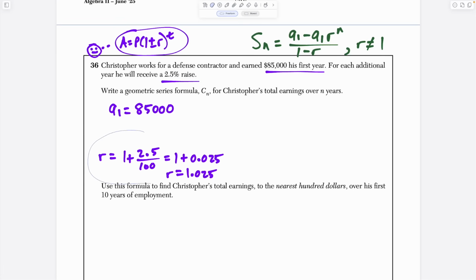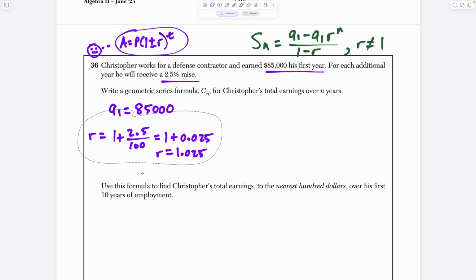I'm just going to say here that our R value is going to be 1.025. A common mistake is students just take R to be 0.025 and forget to add it to 1. You just have to think of that compound interest idea from Algebra 1. So now I could set our formula up.